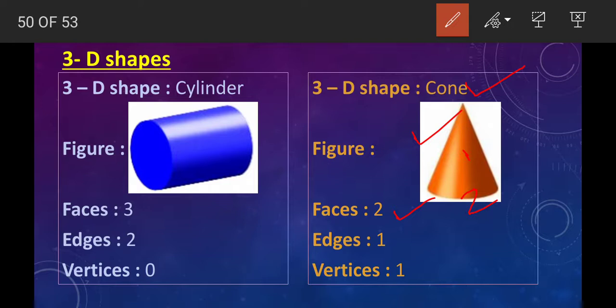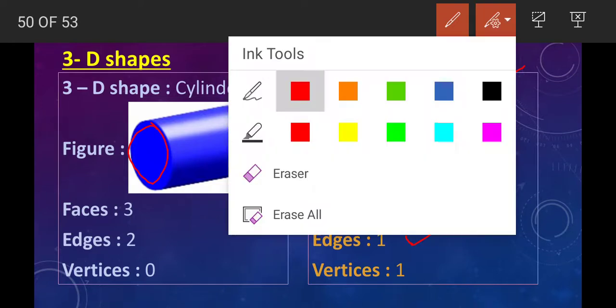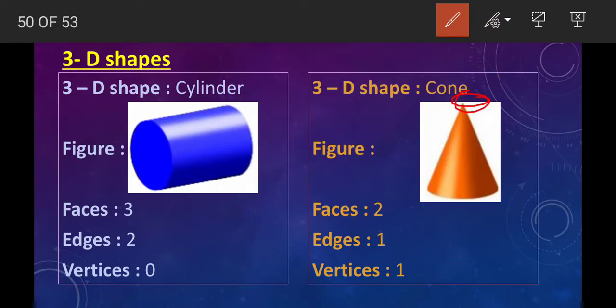Edges: same as this one, the cone is part of the cylinder, so there is a circular face at the bottom, so there is only one edge, and the vertex is at the top. This corner is the vertex, so here there is only one vertex.